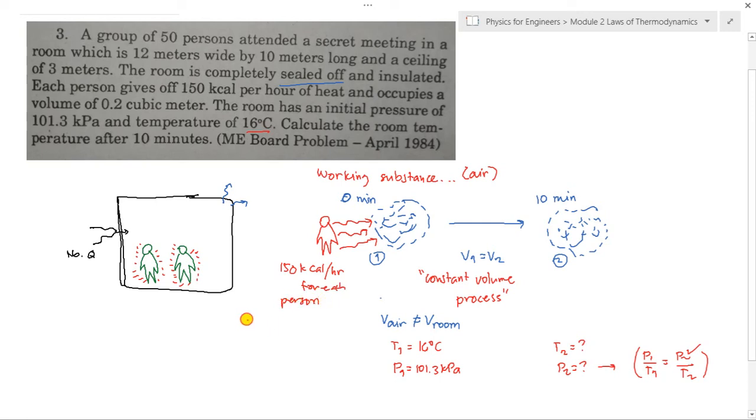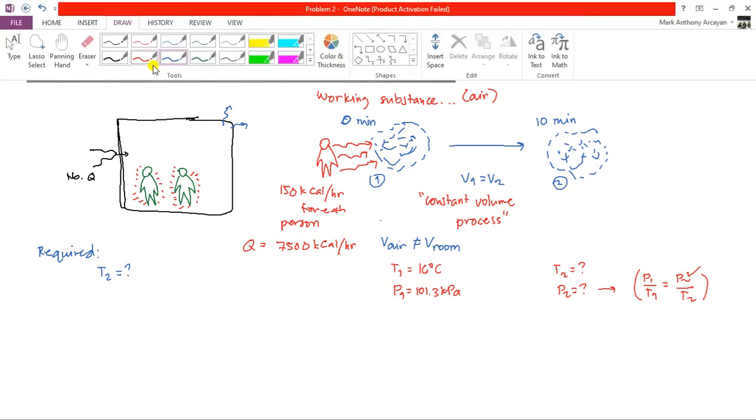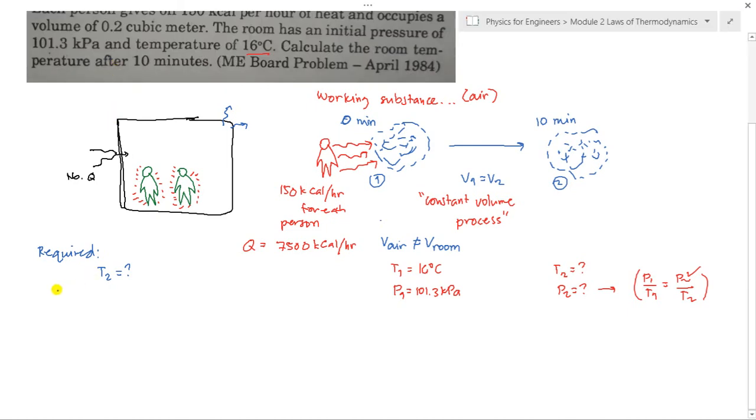So therefore, pilay ang total Q? So for 50 persons, ang Q is, di ba, 7,500 kilocalorie per hour. So therefore, mao na siya ang added heat sa atong substance. So after 10 minutes, unsa kaya iyahang resulta ani. And also, here, mag-solve na ta. Ang required here is to solve for the final temperature after 10 minutes, T2. So solution.